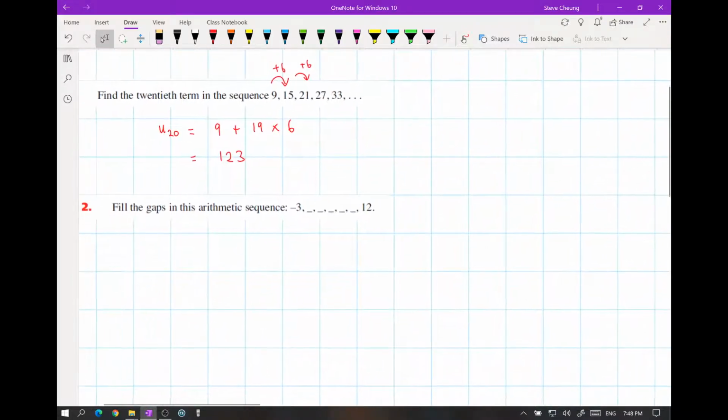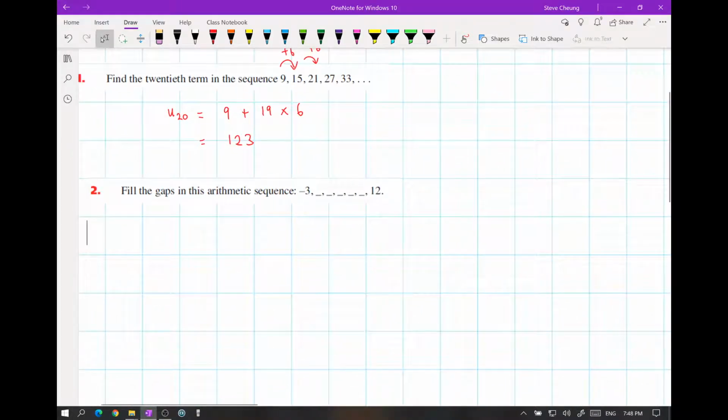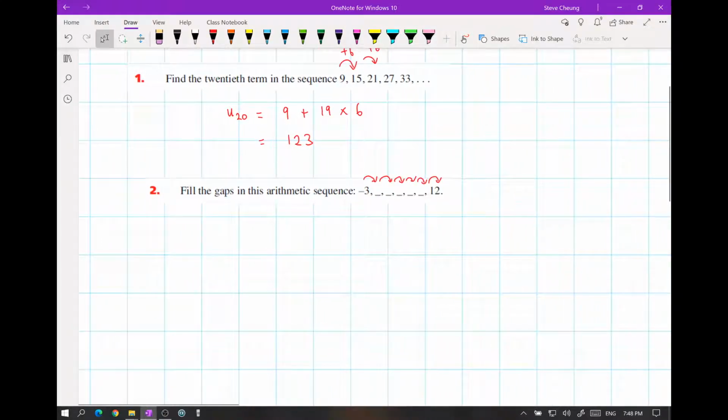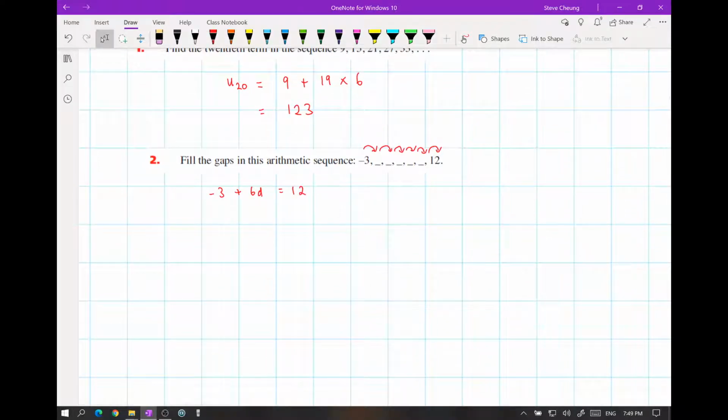Question 2, fill in the gaps. You can guess and check, but of course there is another way. If you count how many times this skips over, you will see that there are going to be 6 gaps. 1, 2, 3, 4, 5, 6. So you can think of the first term plus 6 times the difference to get to the last term. So you can set it as this equation here.